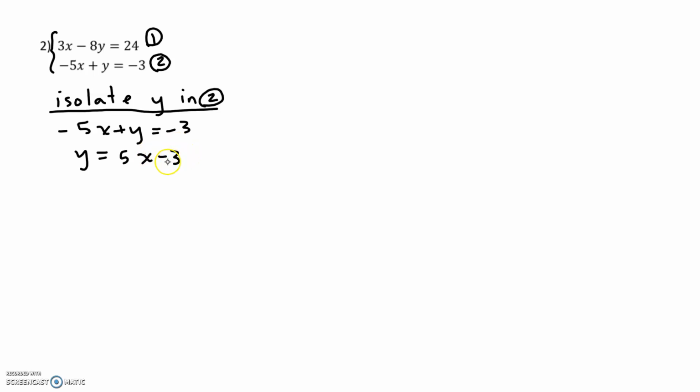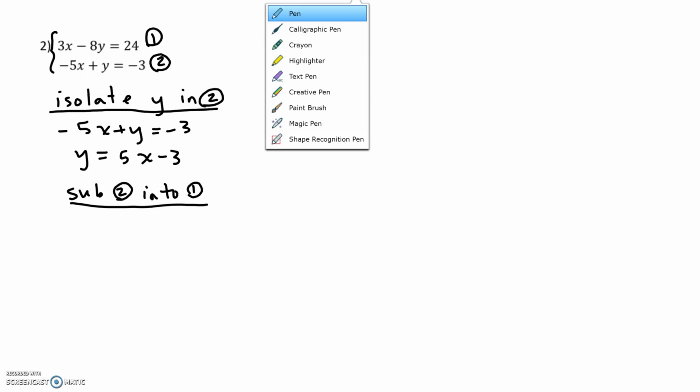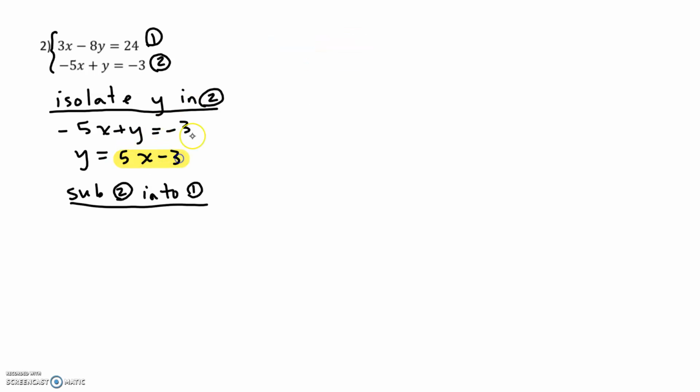So I'm going to take equation 2 and sub it into the opposite. So we're going to sub 2 into 1. Just to recap, since I isolated y in 2, 2 is what gets subbed and always into the opposite equation. All right, so I'm subbing 5x minus 3. I'm just going to highlight that. This goes in where y is in equation 1. All right, so let's write that in.